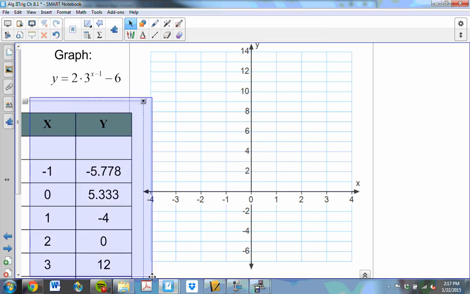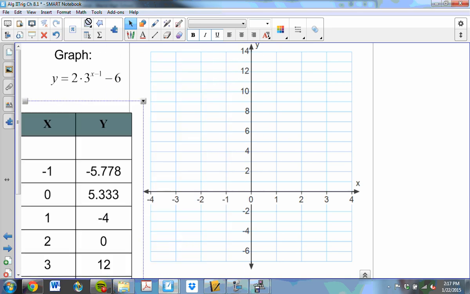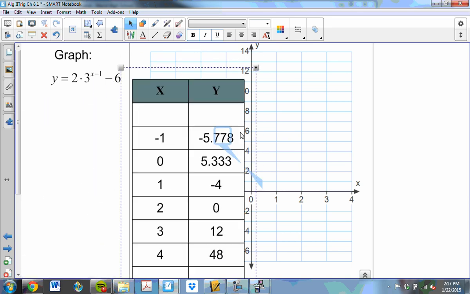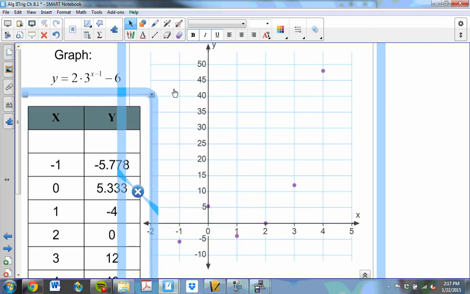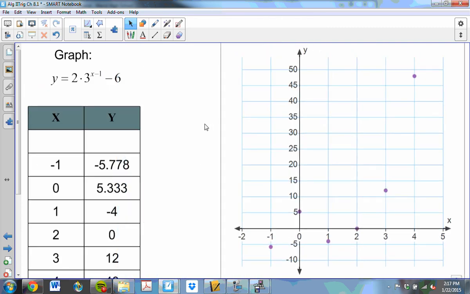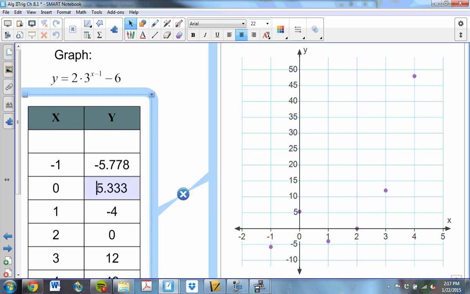I don't think this graph is going to let me throw things on. Oh, maybe it is. Let's see. If I take this, drag it over here. Hey, look, there's my points. What happened here? Should be the point 0, negative 5.333, excuse me.